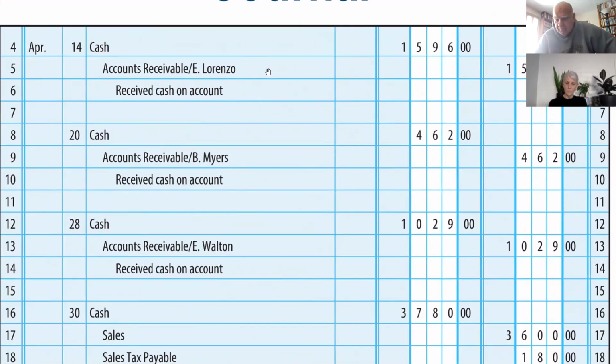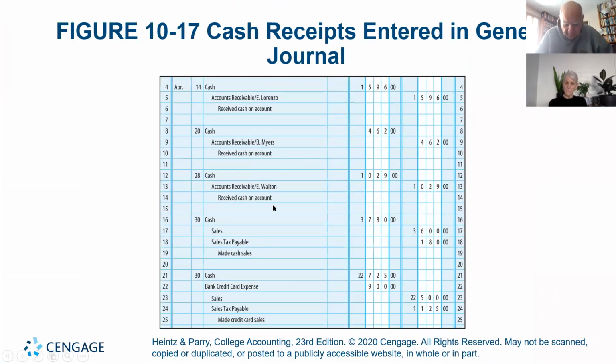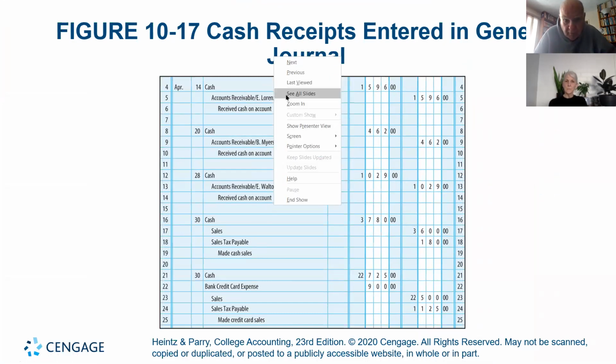We credit accounts receivable. This is what we learned real early in the course. Same thing here. Myers paid so much on the account. We don't care if they paid the whole amount or not. The entry is going to be simply for what she paid us. Debit cash, credit accounts receivable.